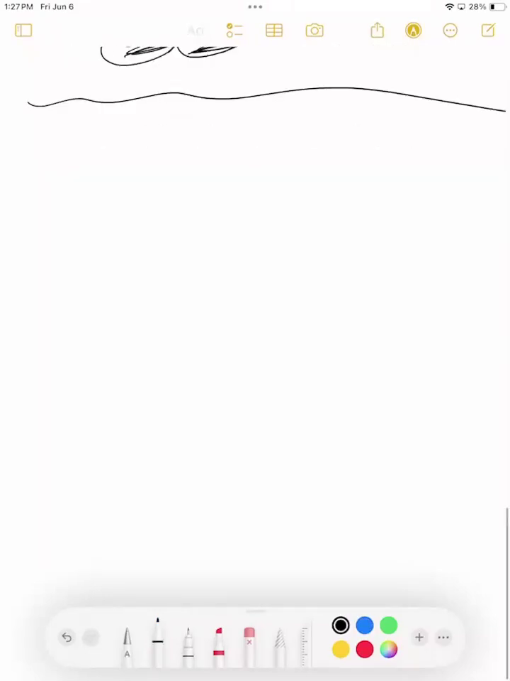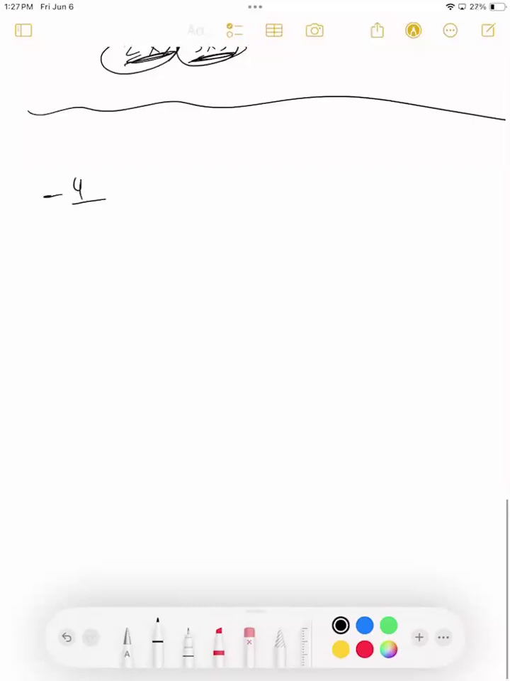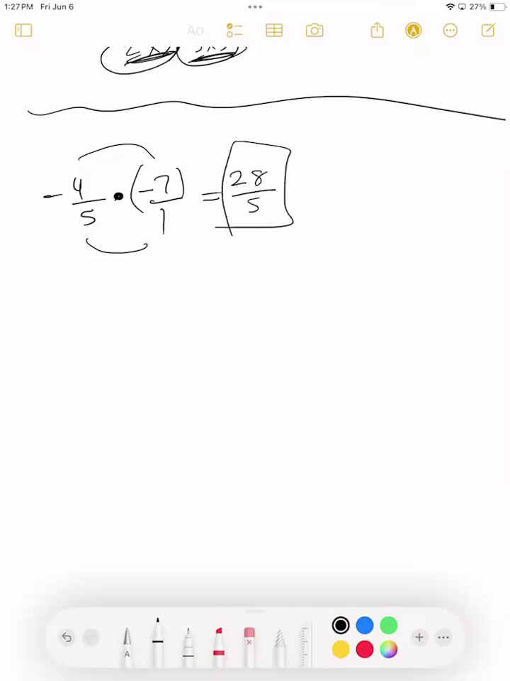So the next problem is negative 4 over 5 times negative 7. So you have parentheses and dot here. So that's definitely a multiplication. Write a 1 denominator, top, top, bottom, bottom. Negative times negative is positive. 4 times 7 is 28. 5 times 1 is 5. So you get 28 over 5.